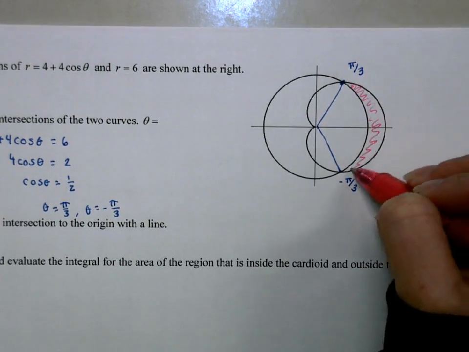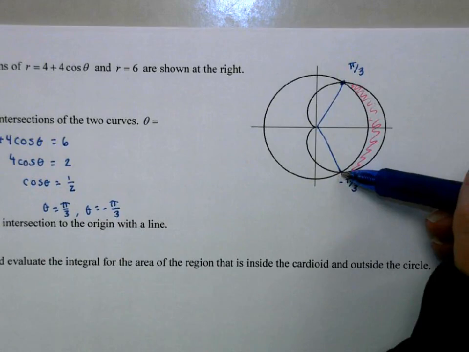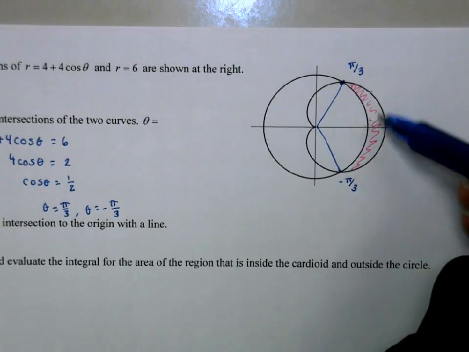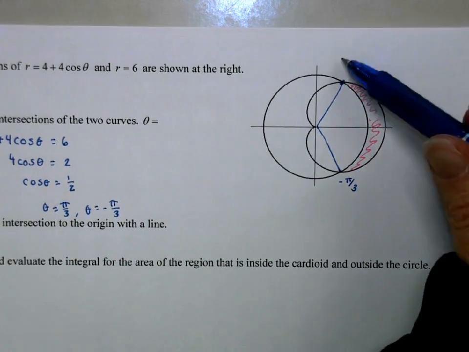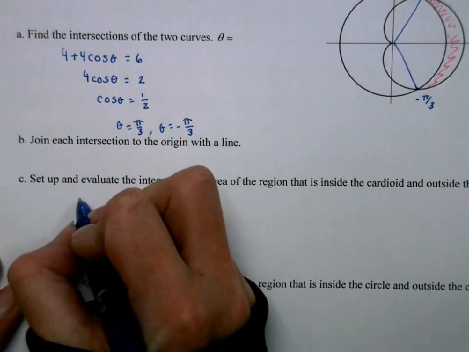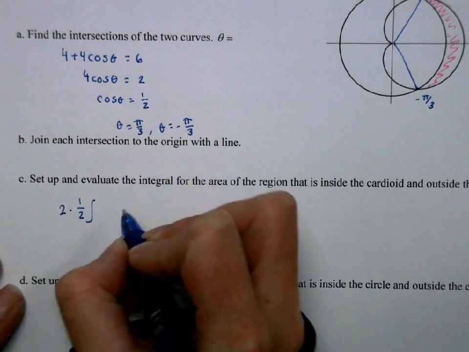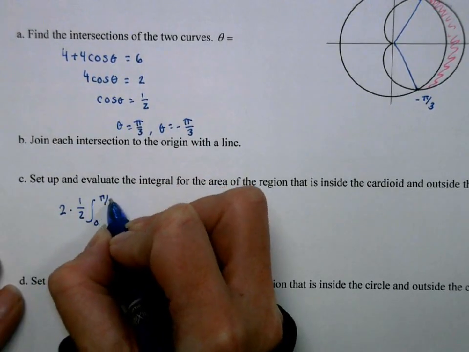Okay, I'm going to take advantage of this symmetry, and I can go from negative pi over 3 to pi over 3, or I can double going from 0 to pi over 3. So we'll have 1/2 the integral, well, 2 times the integral from 0 to pi over 3, or go from negative pi over 3 to pi over 3, that's fine.